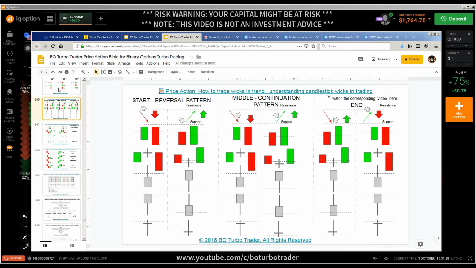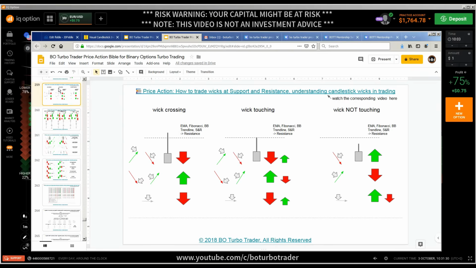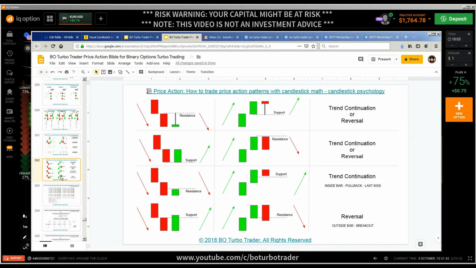And then watch also this kind of video, what wick crossing, wick touching, and wick not touching mean. Those are the basic things which you have to cover before you can understand those things which I'm explaining today. Because if this wick here is crossing the resistance level, in this case like this, and this is what I missed to explain last time, let me show you this.